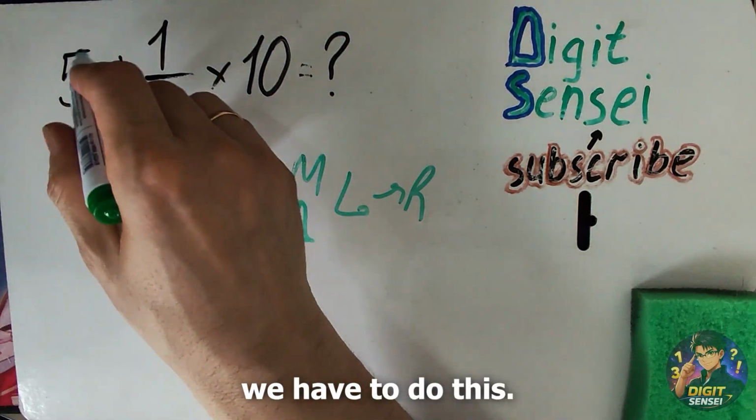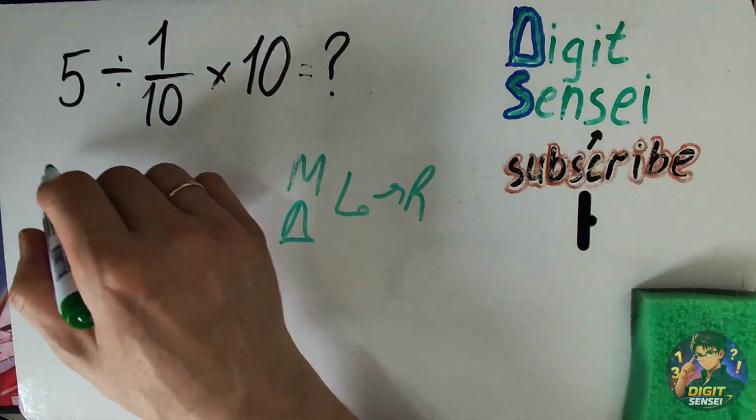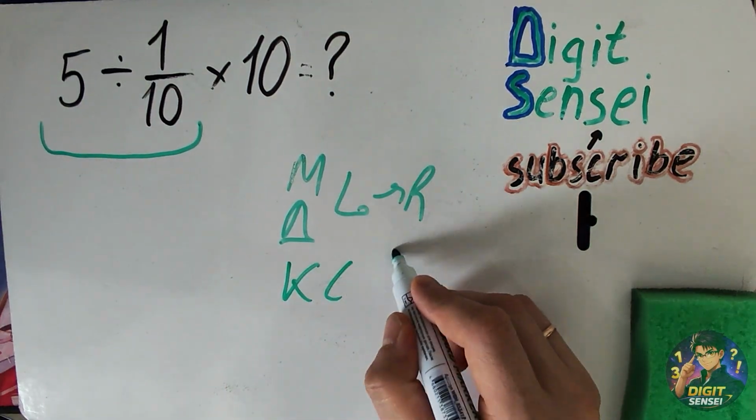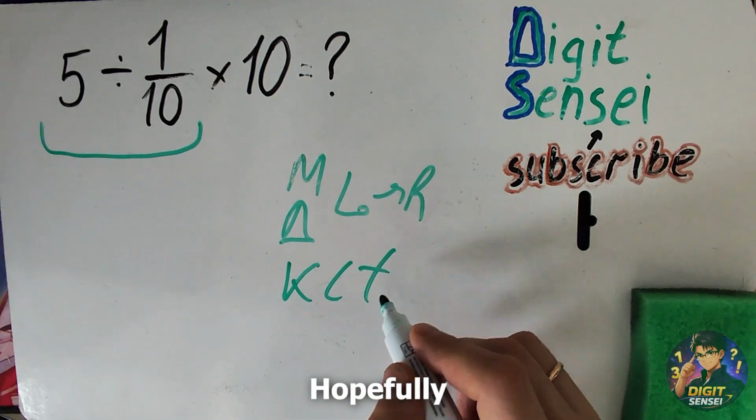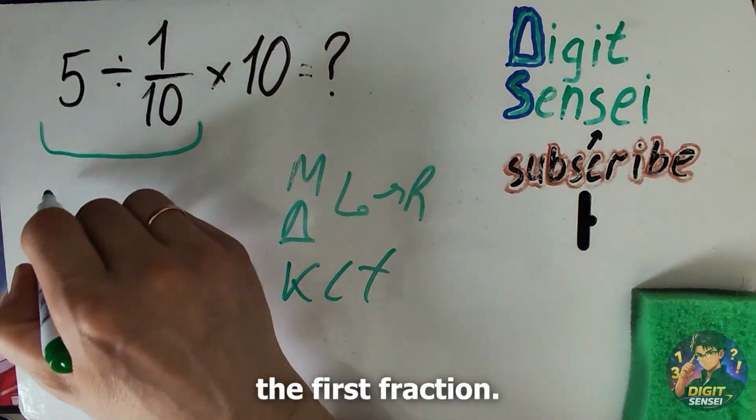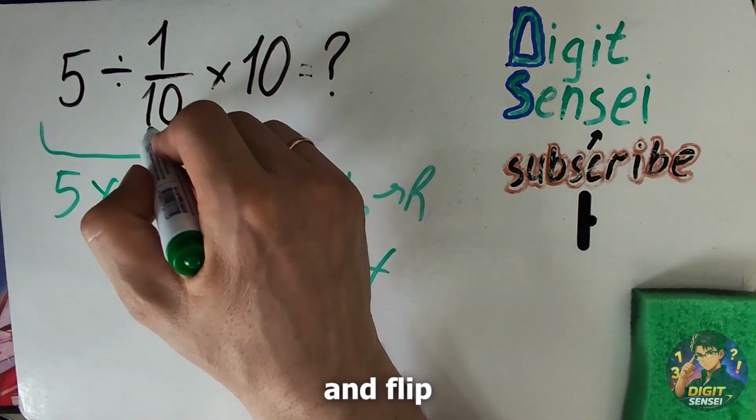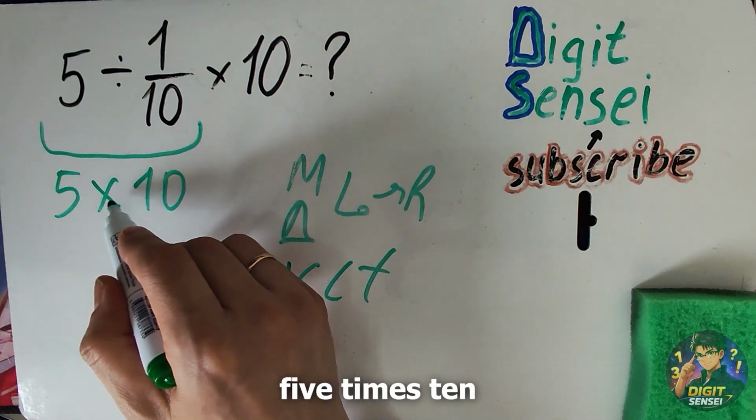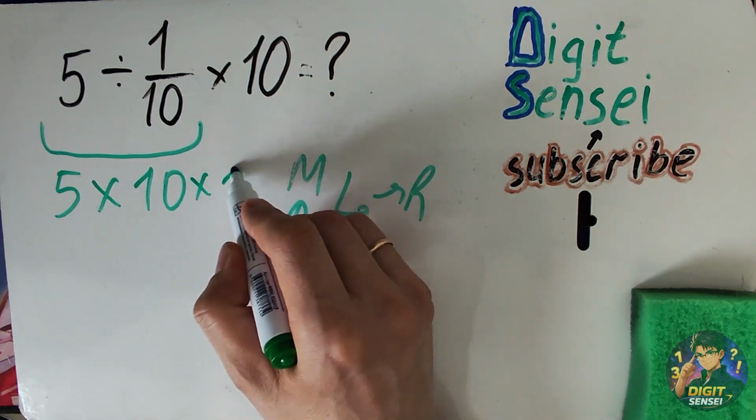So first we have to do this division. 5 divided by 1 over 10. According to the KCF rule, K stands for keep, C stands for change, and F stands for flip. We can write: keep the first fraction, change division to multiplication, and flip the second fraction. So we have 5 times 10 and times 10.